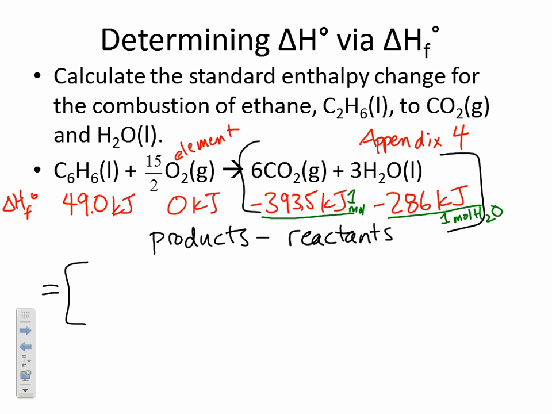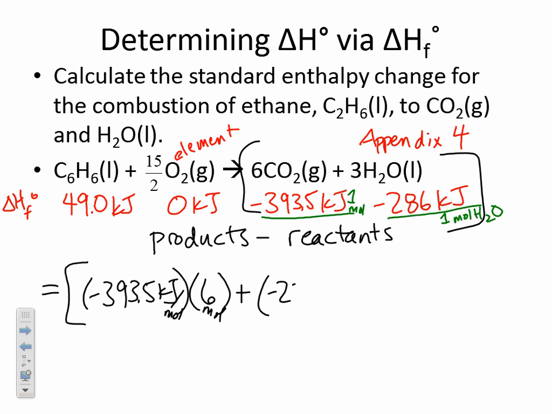you will have to take your carbon dioxide number and multiply it by 6. Because this is really kilojoules per mole of reaction, right? But we have 6 moles. We have 6 moles, so you've got to multiply it by 6. Likewise, for the water, I'm going to do minus 286 kilojoules per mole of reaction, but then times 3.